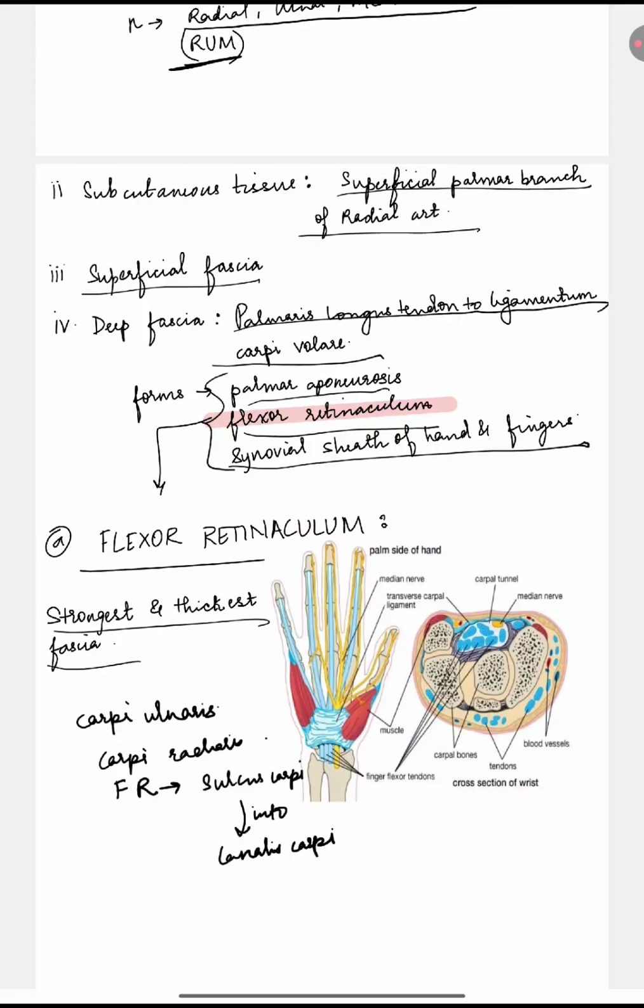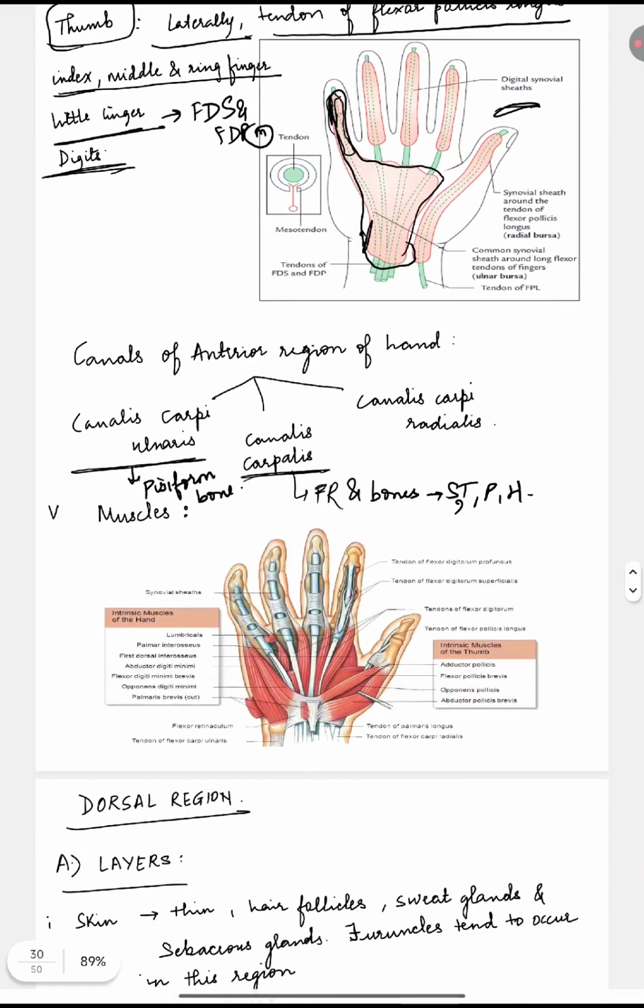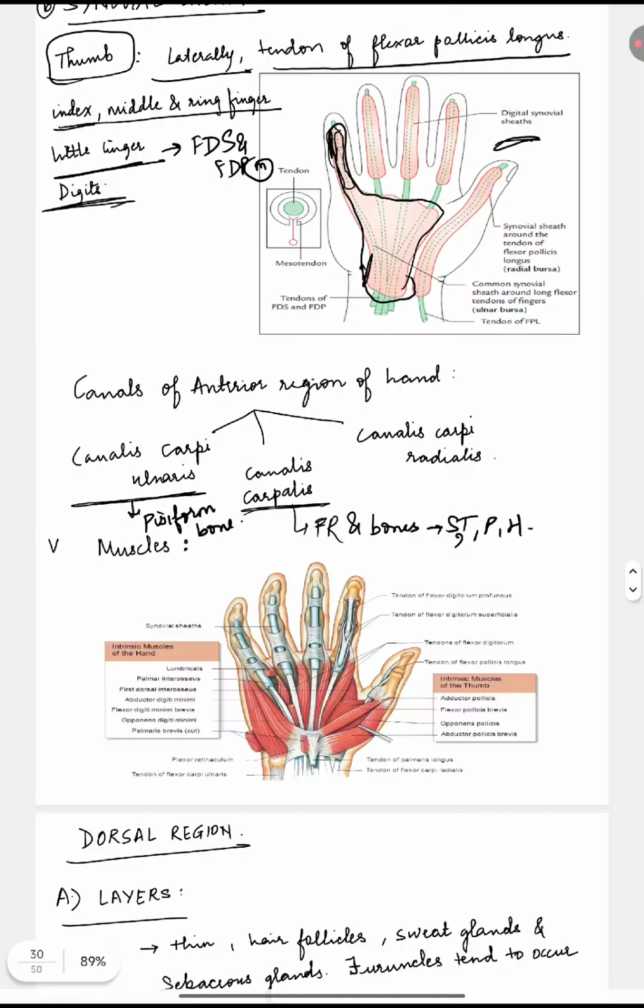It contains 4 flexor digitorum superficialis tendons. See, this tendon is passing here. There are 2 separate synovial sheaths: one for the tendons of the flexor digitorum superficialis and profundus muscle, and another for the tendon of flexor pollicis longus. Next is canalis carpi radialis, which contains the tendon of flexor carpi radialis muscle.